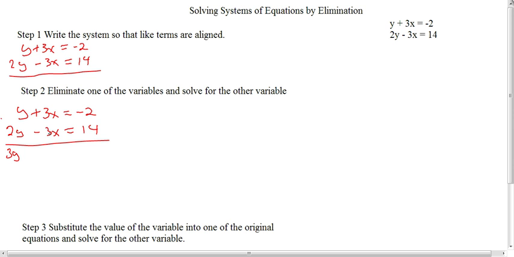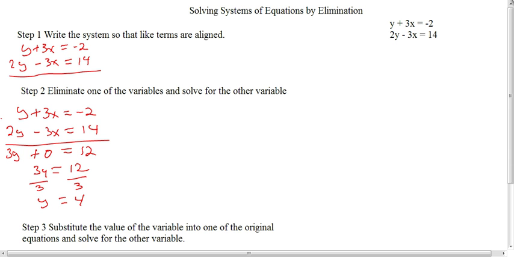Okay, but look at this. We have a negative 3x and a positive 3x, and these are like terms, which is going to give us 0. So that would be plus 0 is equal to negative 2 plus 14, which gives us 12. Okay, so we need to go on and solve. This gives us 3y is equal to 12, and we'll divide both sides by 3, and y is going to equal 4.